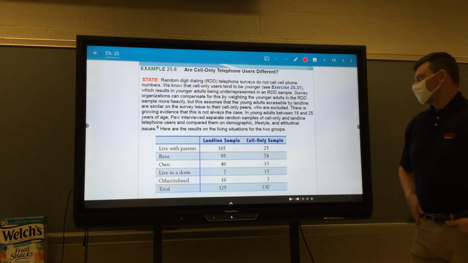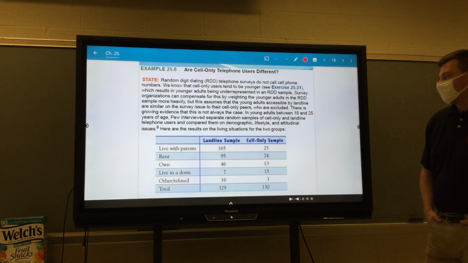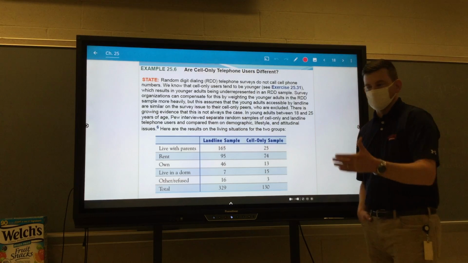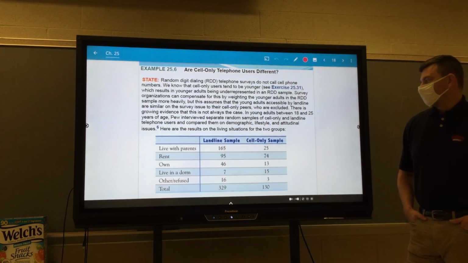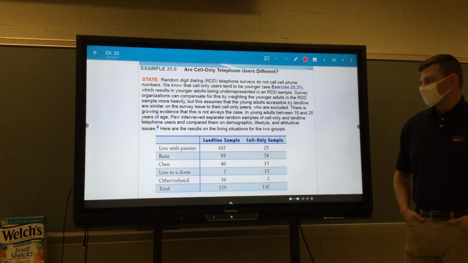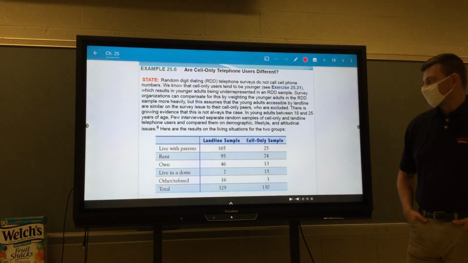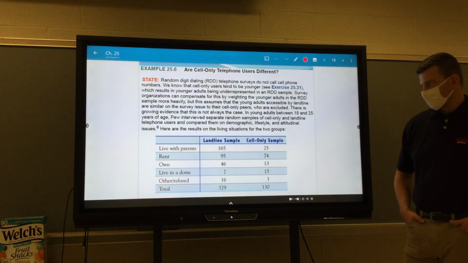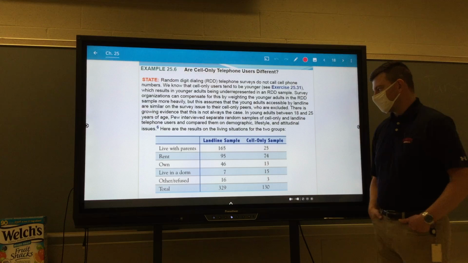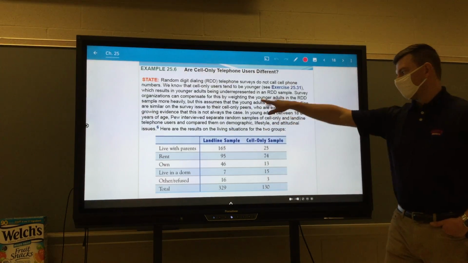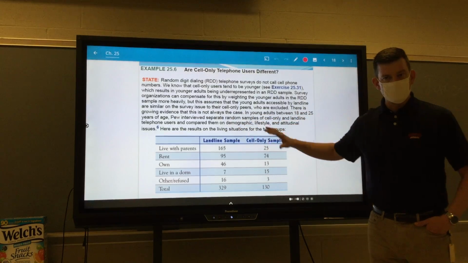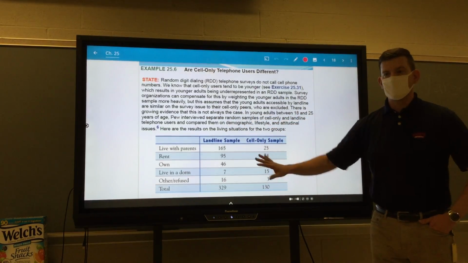So, in young adults between 18 and 25 years of age, Pew, a research organization, interviewed separate random samples of cell-only and landline telephone users and compared them on demographic, lifestyle, and attitudinal differences. Here are the results on the living situations for the two groups. So we see the two different samples from the two different populations obtained separately.